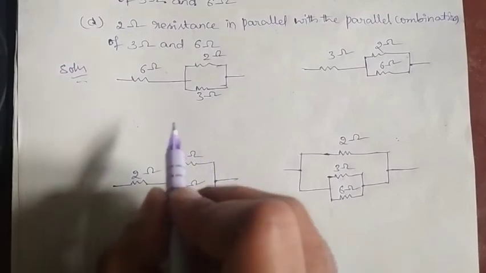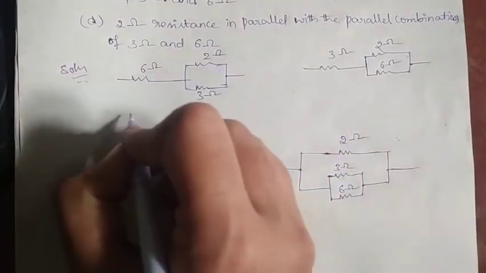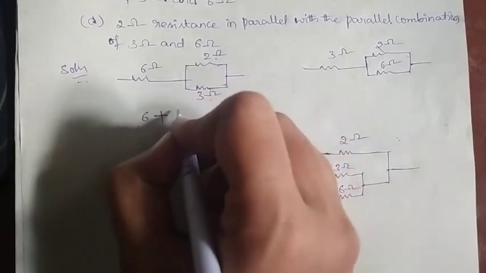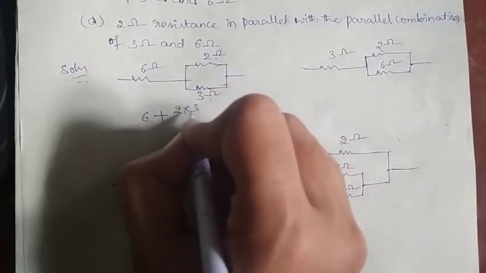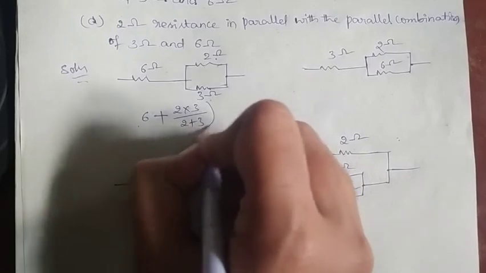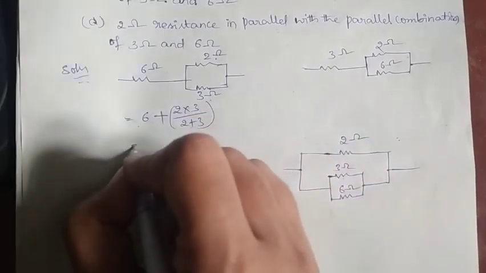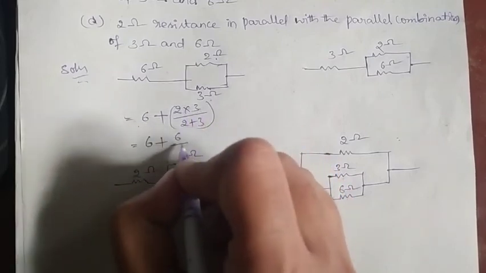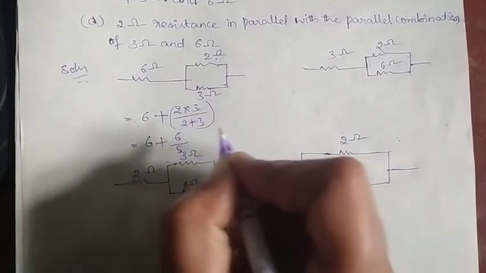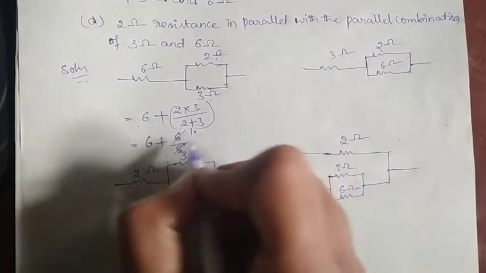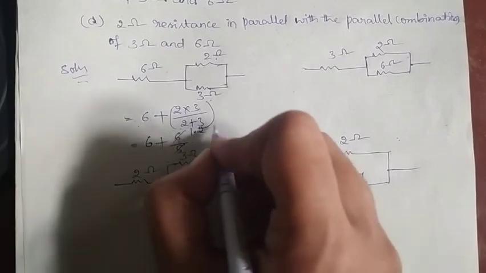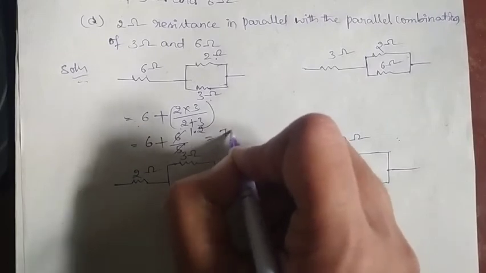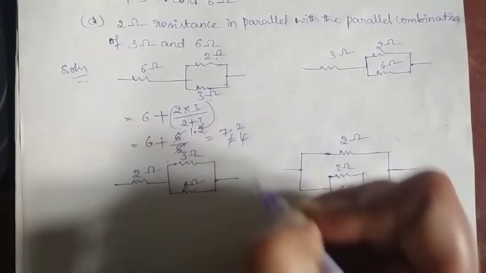In first option, 6 ohm plus the parallel combination of 2 and 3: 2 into 3 divided by 2 plus 3. This will be 6 plus 6 divided by 5, which is 1.2. So 6 plus 1.2 will be 7.2, which is not equal to 4.